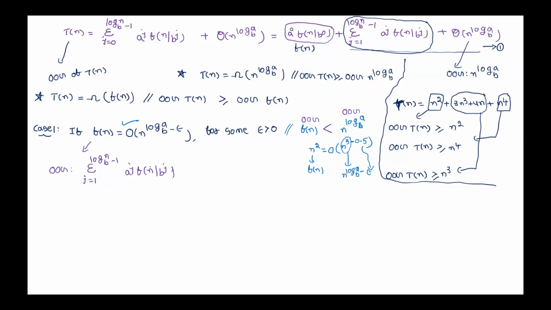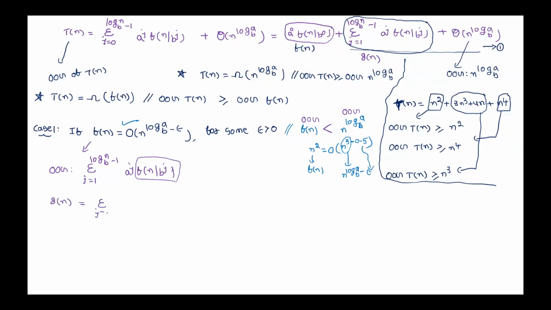So any idea? Simply, f of n is this much. Then what is f of n by b power j? F of n is big O of n power log a base b minus epsilon. Then what is f of n by b power j? Wherever n is there, n by b power j we need to substitute, no? So for example, let us call this g of n. What is g of n in this case?